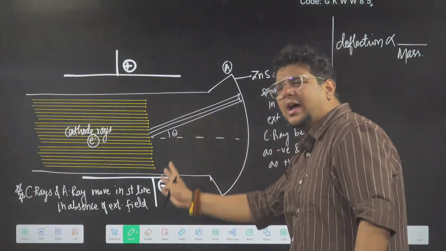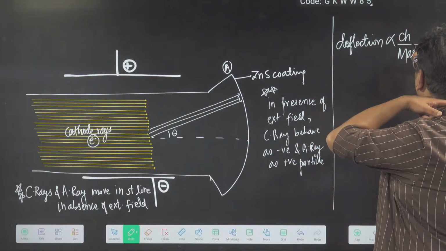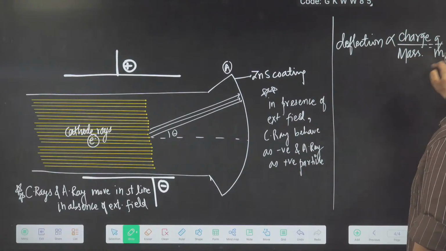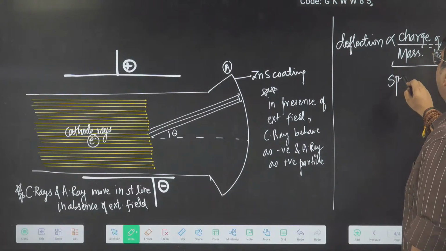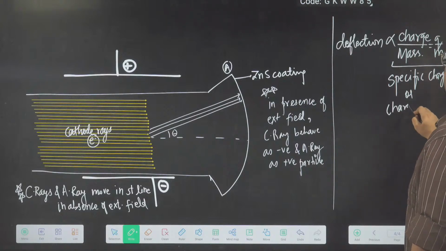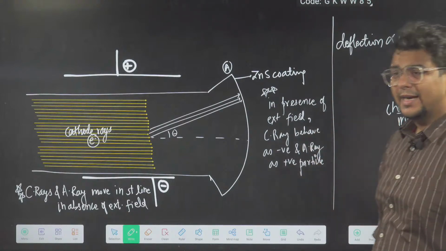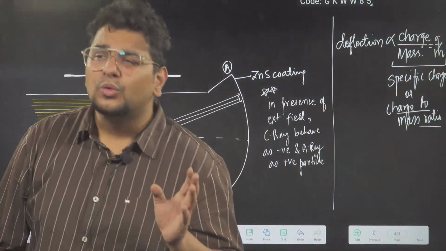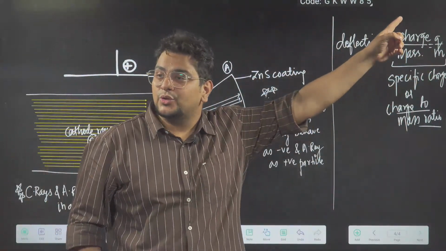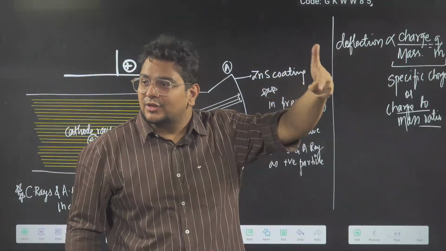Obviously, if charge is more, attraction is more, repulsion is more, deflection is more, so deflection is also proportional to charge. That is Q by M. And this Q by M, the charge to mass ratio, is called specific charge. So did we understand that deflection can give you specific charge? Deflection is proportional to Q by M. So if I measure the deflection, I can get the charge to mass ratio.